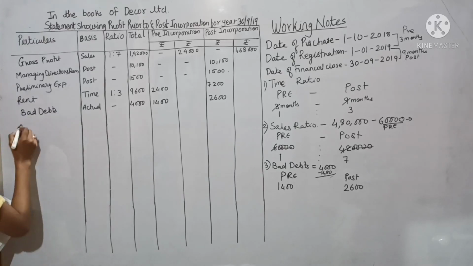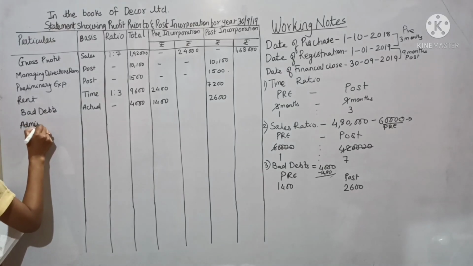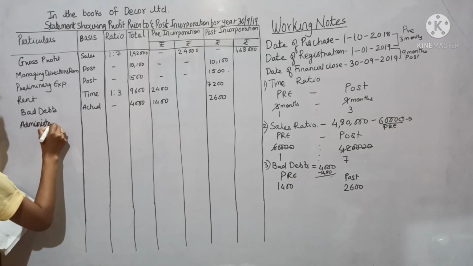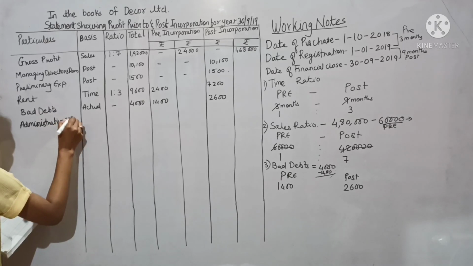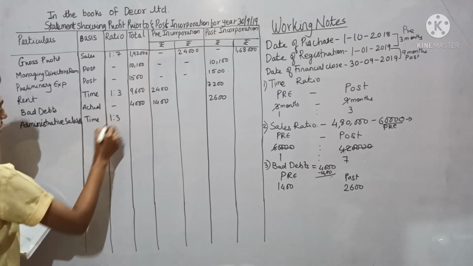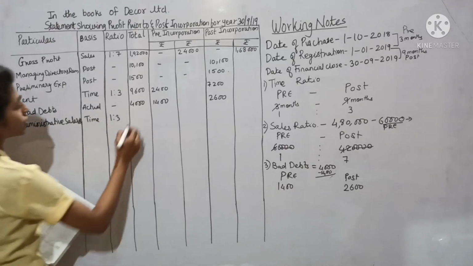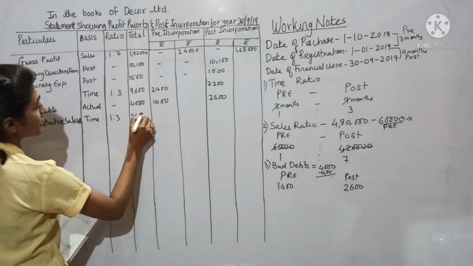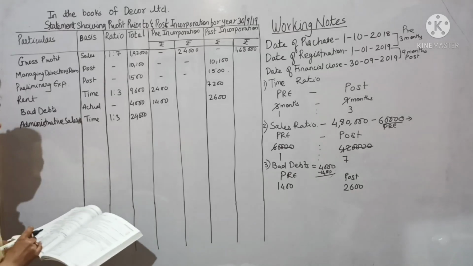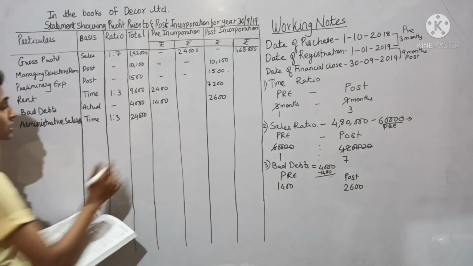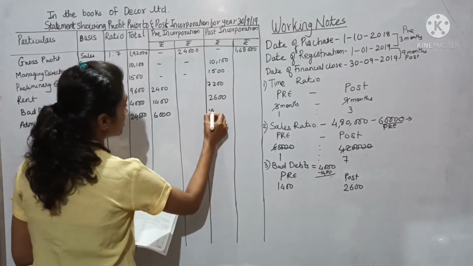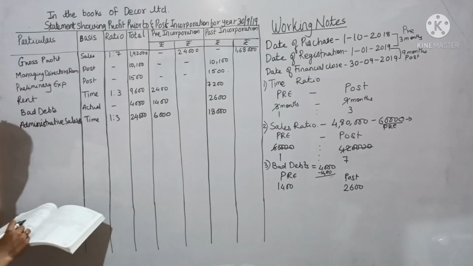Next is administrative salary. Administrative salary we have to distribute on the basis of time ratio. Time ratio is 1:3. Total administrative salaries are 24,000. So 24,000 multiplied by 1 divided by 4, we get 6,000 for pre-incorporation and 18,000 for post-incorporation.